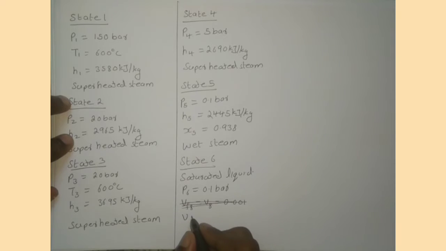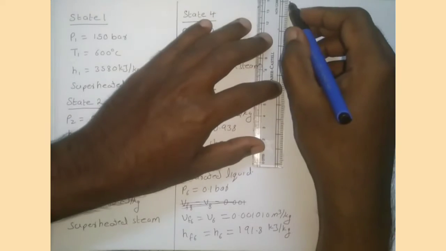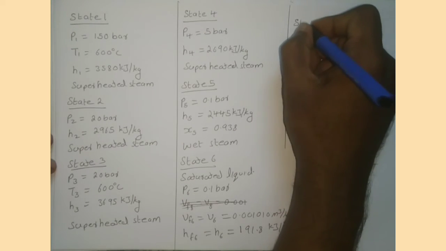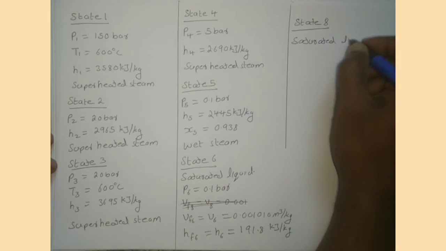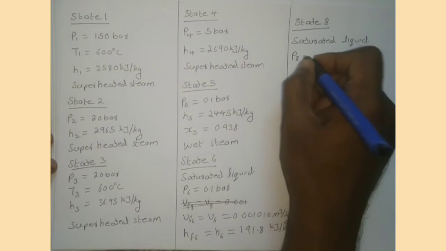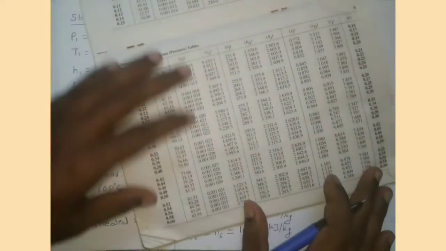Vf6 equals V6 equals 0.001010 meter cube per kilogram and Hf6 equals H6 equals 191.8 kilojoule per kilogram. At state 8, that is also saturated liquid and pressure P8 equals 5 bar. Therefore, from steam table at a pressure of 5 bar, I am taking the value of Vf and Hf.